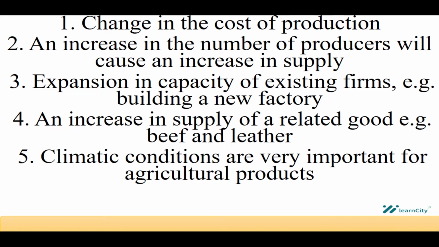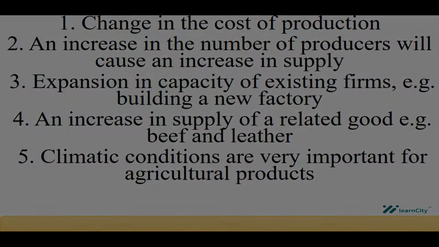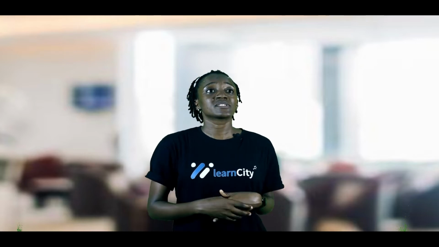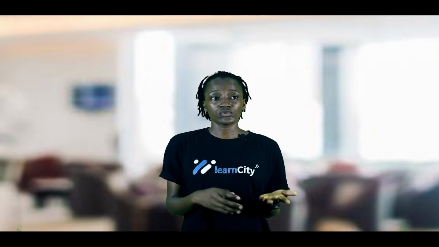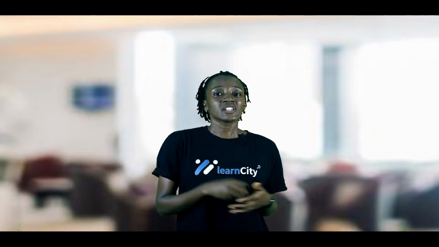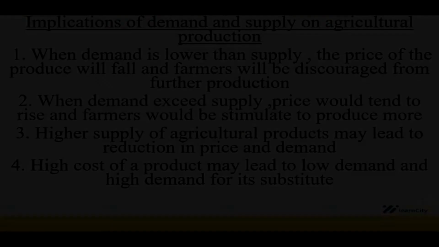Another one is climatic conditions, which are very important for agricultural products. Another one is improvements in technology, e.g. computers, reducing firm costs and the likes. Another one is lower tax, which reduces the cost of the goods. Another one is an increase in government subsidies, which will also reduce the cost of the goods.